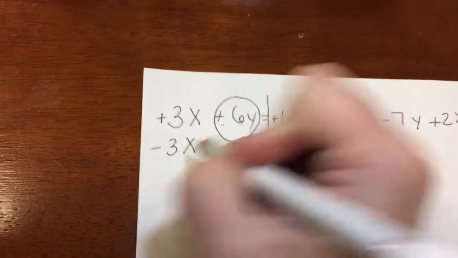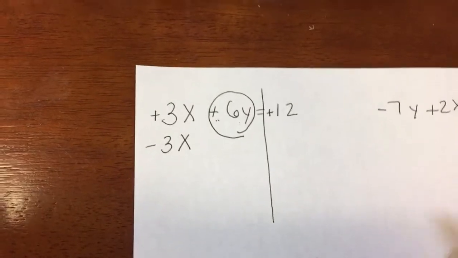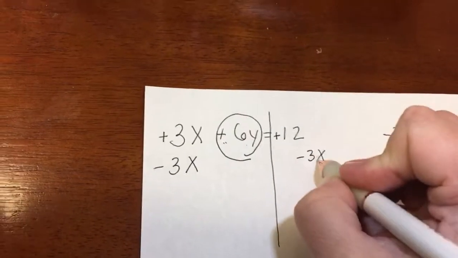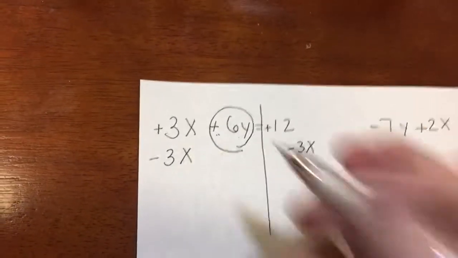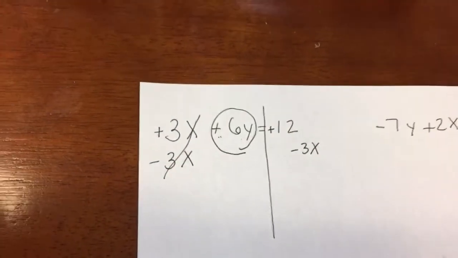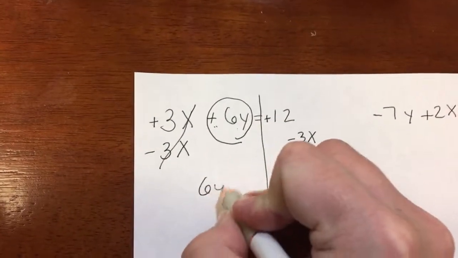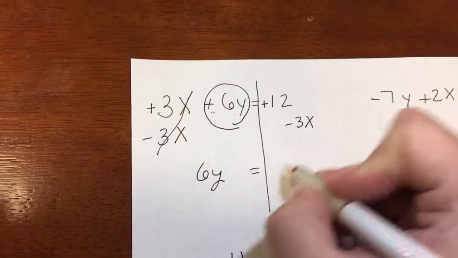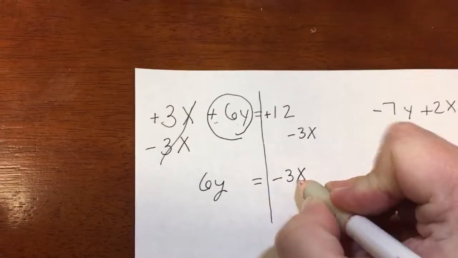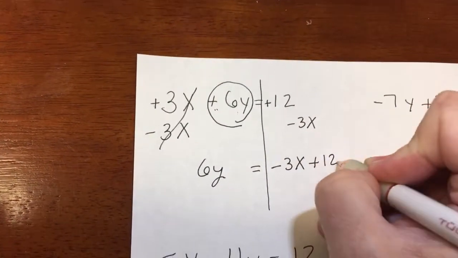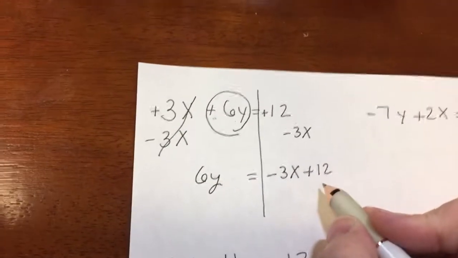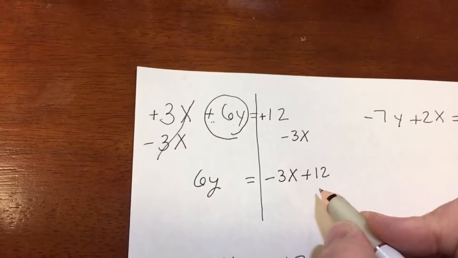So the opposite of that is to subtract 3x. And what I do to one side, I do to the other side. I do this because that turns into 0, and I'm left with my 6y, and it's equal to my negative 3x plus my 12, because x and 12 are two different things, and I cannot add them together.